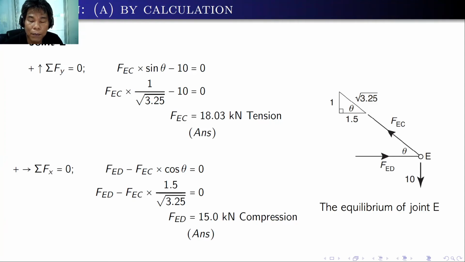Next is summation forces along x is equal to 0, assuming to the right as positive. So we have FED minus the horizontal component of the force FEC, that is FEC times cosine theta. Here cosine theta using the slope, we have 1.5 over the square root of 3.25. And since we have computed FEC above, that's 18.03 kilonewton in tension, you can just substitute it into this equation to solve for FED, that's 15.0 kilonewton, which is compression.